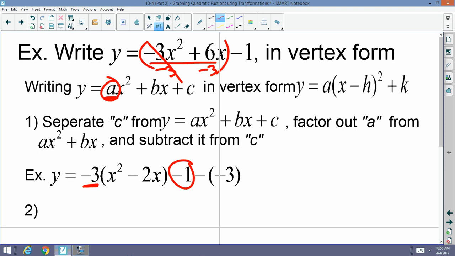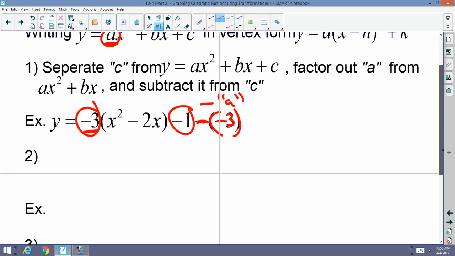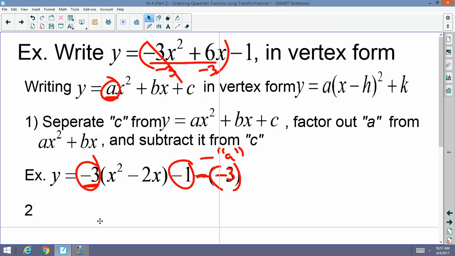Just like you have to subtract the b over 2 squared, you've got to subtract this a as well, because I'm subtracting the a that I factored out. Didn't I factor out a negative 3? I'm subtracting what I factored out. So I'm subtracting the a that I factored out. You feel me? So now we're going to complete the square, just like before.